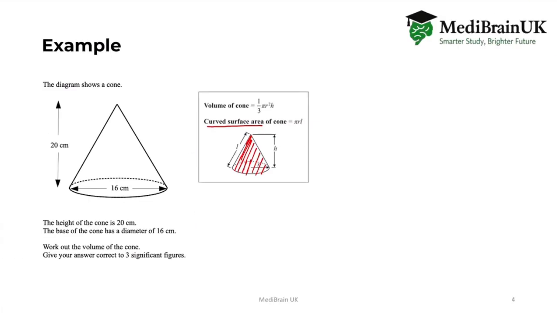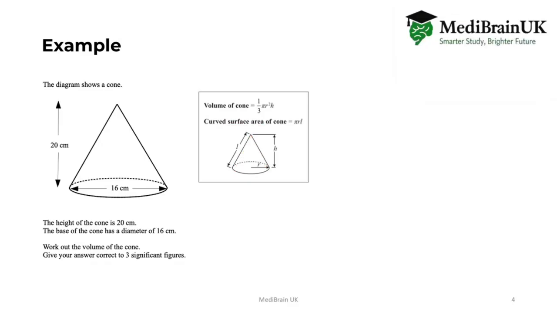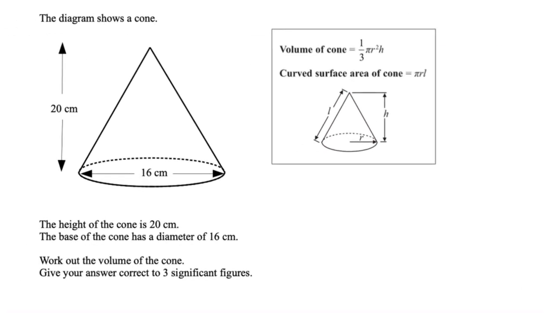Okay, this topic is a crossover topic, so if you get these questions, it will be right at the end of a foundation paper, and it will come up maybe around question 10 on a higher paper. Okay, so it says the diagram shows a cone. The height of the cone is 20 centimeters. The base of the cone has a diameter of 16 centimeters.